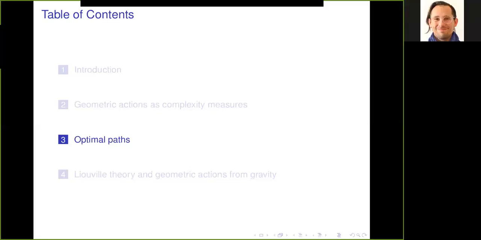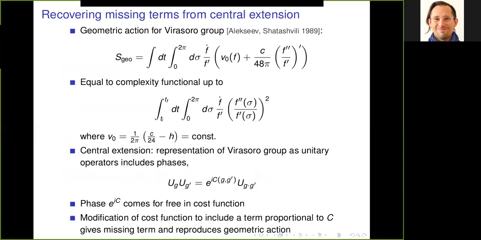So sorry, can you expand a bit on this issue of adding stuff to the geometric action? I mean, this was the previous slide. So you mentioned that you can add phases for free. So what you meant is that when you integrate from the beginning to the end, this contribution vanishes, or what did you mean by free?